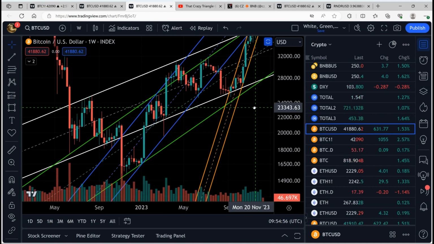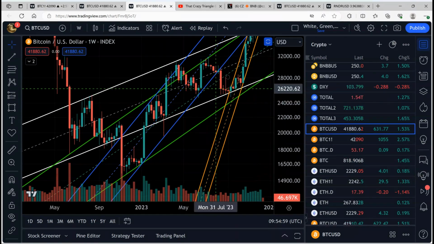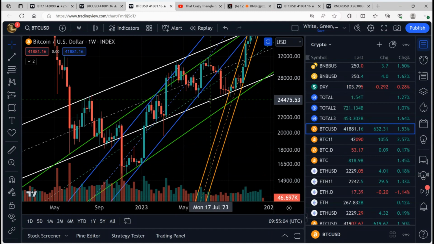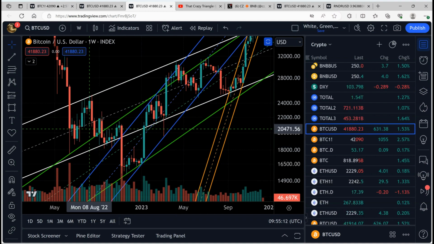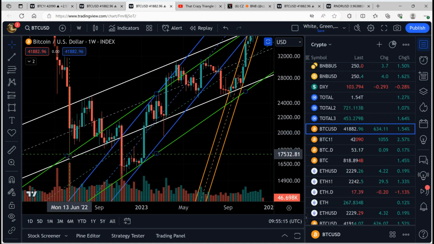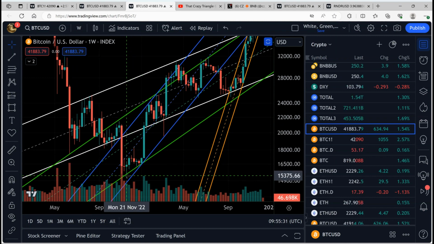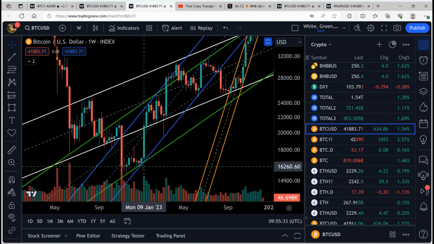So right now, I'm going to go over the past year and a half interaction with these channels. But in a minute, we're going to zoom out and you will be amazed. The green parallel channel, the top of it, this candle wicks down to the top of it. And the bottom of this channel captures the bottom of our market in November and December of 22.